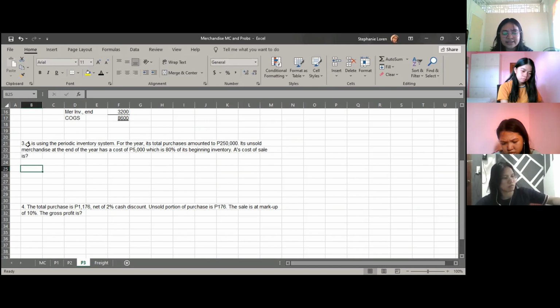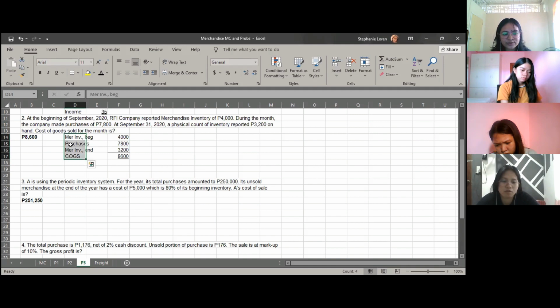Number 3. So, David A is using the periodic inventory system. For the year, its total purchases amounted to 250,000 pesos. Its unsold merchandise at the end of the year has a cost of 5,000 pesos, which is 80% of its beginning inventory. A's cost of sale is, ayun, so cost of sale or cost of goods sold, pareho lang yan. So, David, you can now send your answer. 245,000. 245,000 ba? The correct answer is 251,250. Ayan. So, paano nakuha yun?